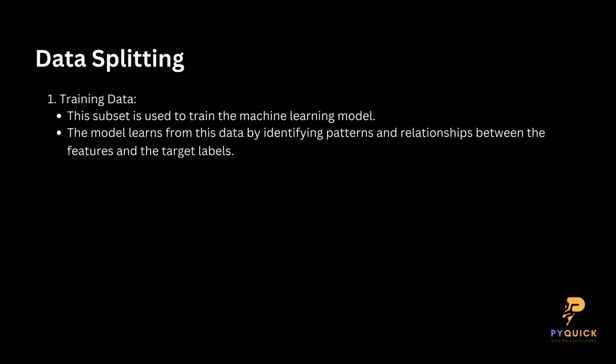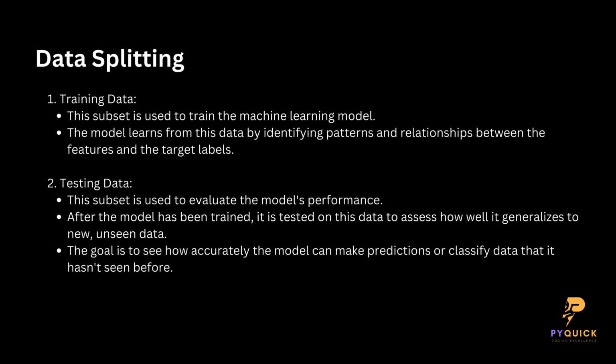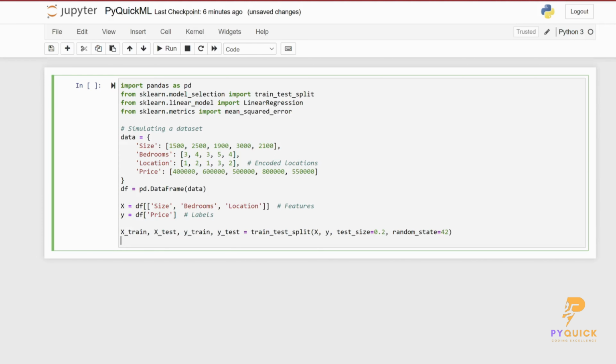Before we train our model, we need to split our data into two parts: training data and testing data. The training data is used to teach the model. The model learns from this data by identifying patterns and relationships between the features and the target labels, while the testing data helps us see how well the model has learned. The goal is to see how accurately the model can make predictions or classify data that it hasn't seen before. This is how it is done in code. Let us go in depth with the code.